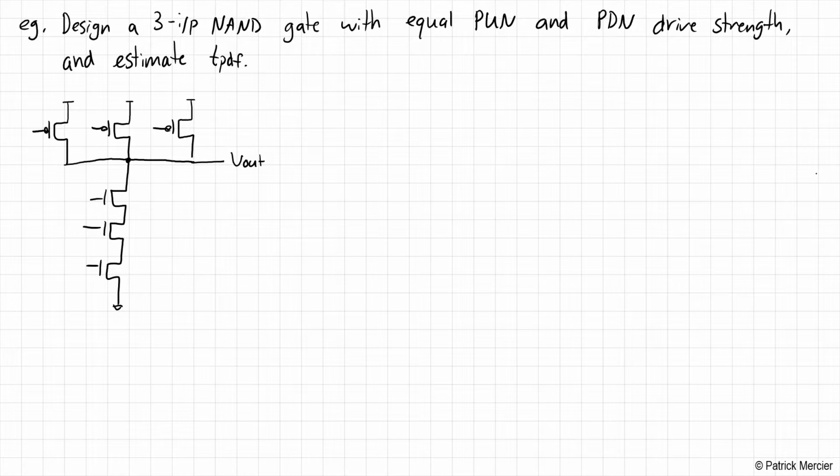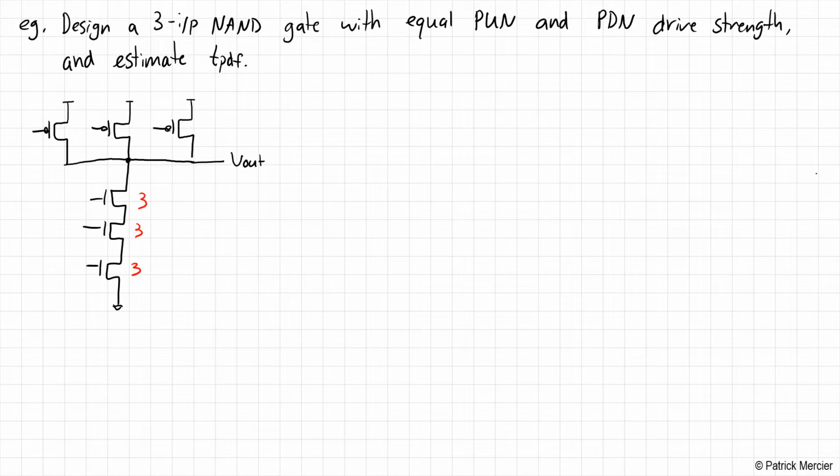So what that means is the NMOS transistors, in order to have the same effective on resistance as a unit-size inverter, we need to upsize these transistors by a factor of 3 so that each resistor is R over 3, and when we sum them all together, we get a total resistance of R.